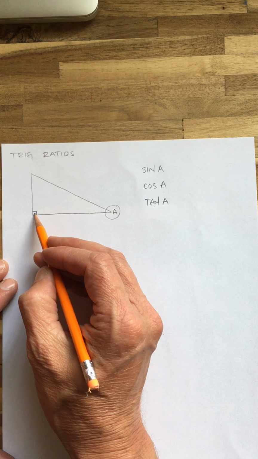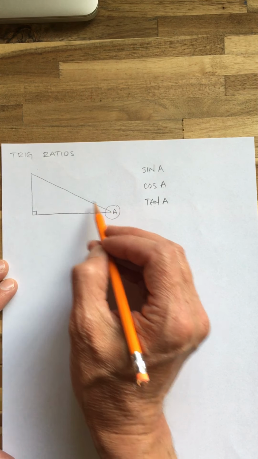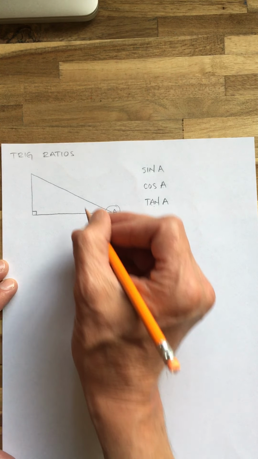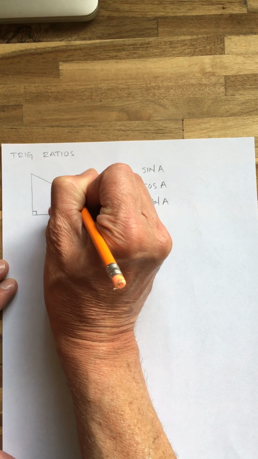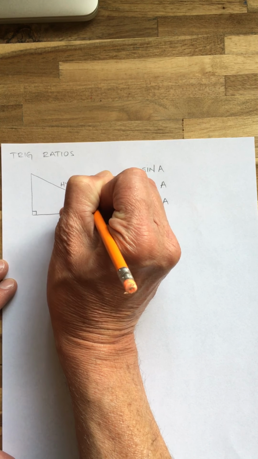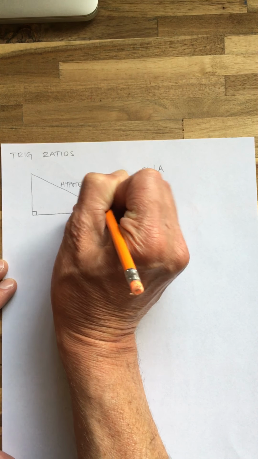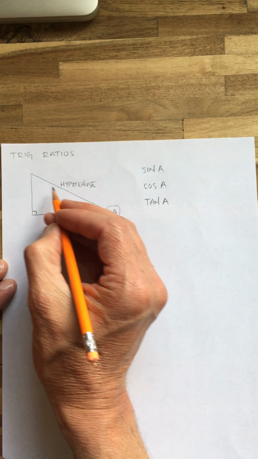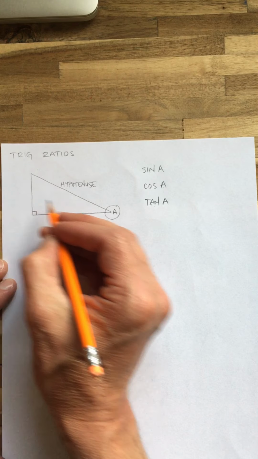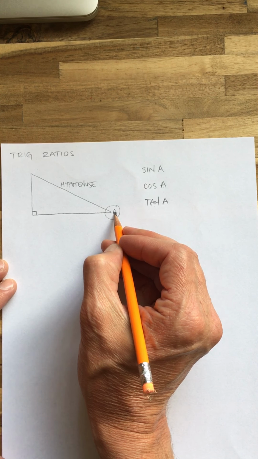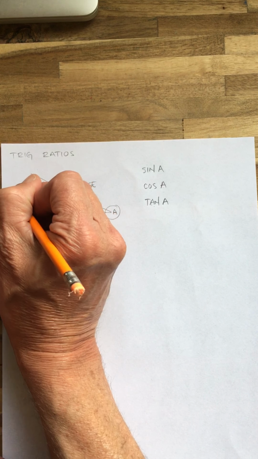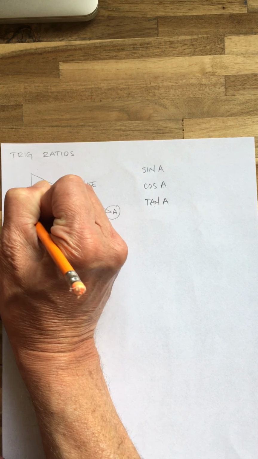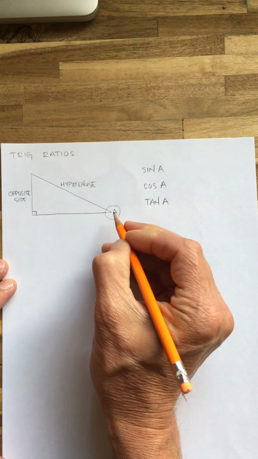So if you notice, this is a right triangle. So this side is always called, do you remember what it's called? That's right, it's called the hypotenuse. This side right here is called the hypotenuse. Now this side, all the way over on the opposite side of the triangle, right? Here's angle A. The side all the way on the opposite side is called the opposite side. This is the opposite side from angle A.